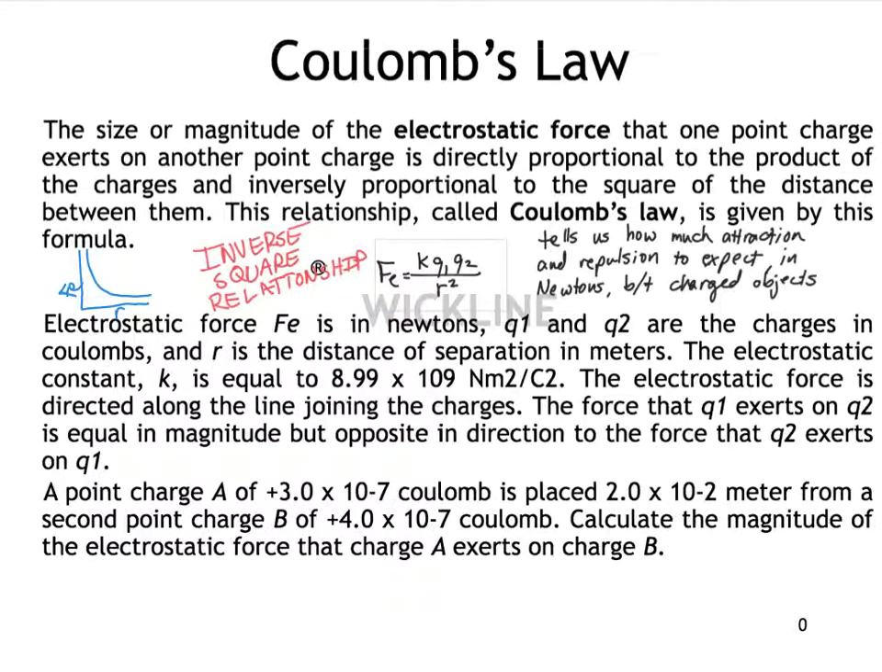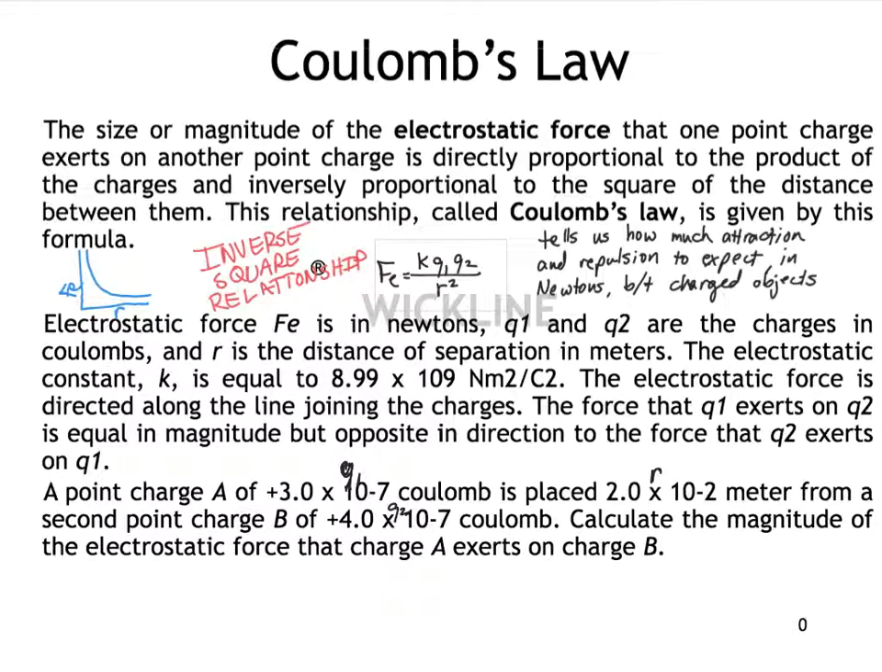All right, so let's do an example question. A point charge A, and point charge A has this magnitude in coulombs, is placed this many meters, so this is going to be the radius. I'll go ahead and start labeling these. So this is Q1. This is going to be the R, or the radius. Okay, from a second point charge B, so this is going to be Q2. Let's calculate the magnitude of the electrostatic force that charge A exerts on charge B.